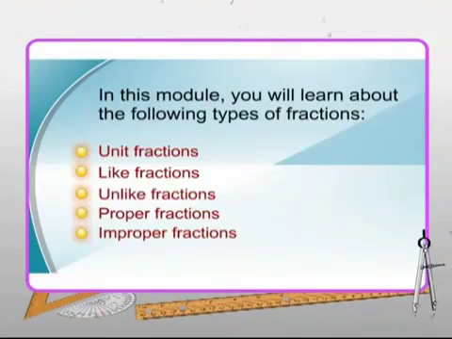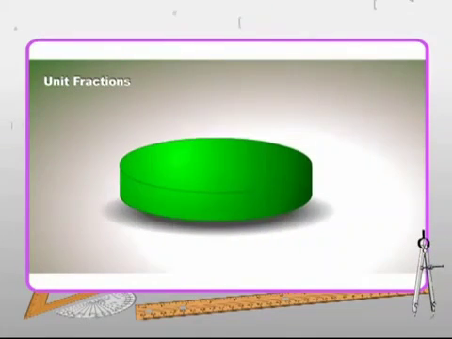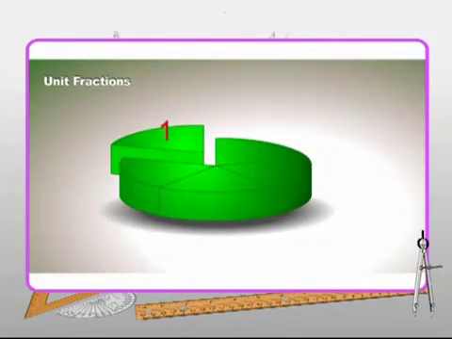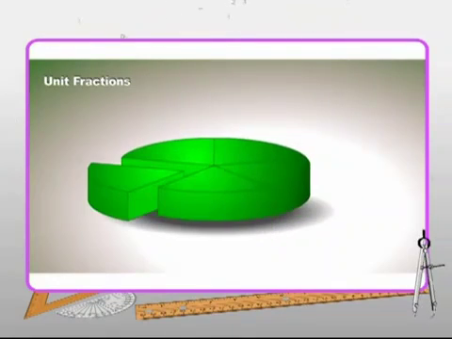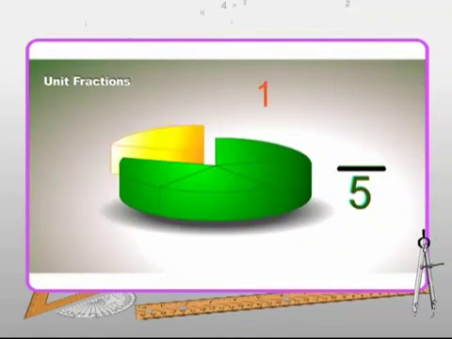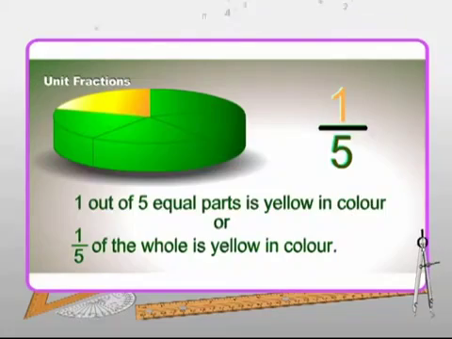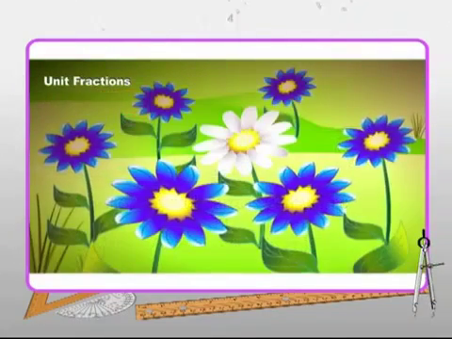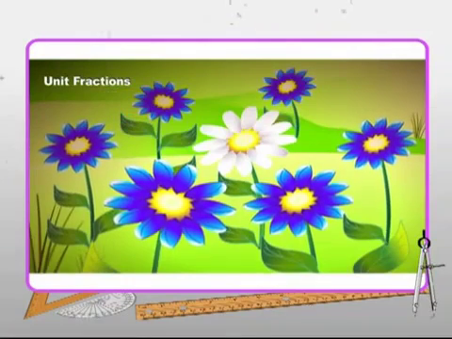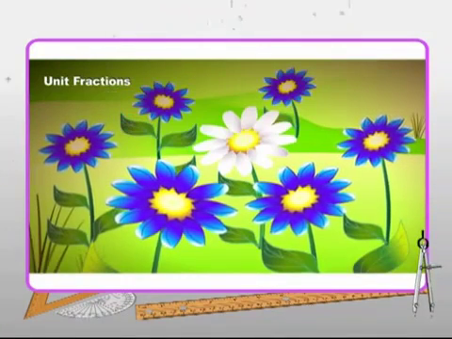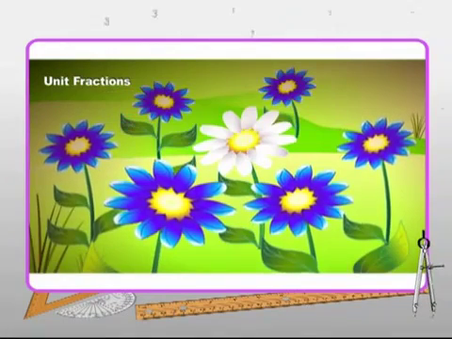In this module, you will learn about the following types of fractions: unit fractions, like fractions, unlike fractions, proper fractions, improper fractions. Unit fractions are those fractions which have 1 as numerator. 1 by 5 is a unit fraction, in which 1 out of 5 equal parts is yellow in color. Can you tell me about the fraction of the flowers that are white in color? 1 by 7 of the flowers are white in color.